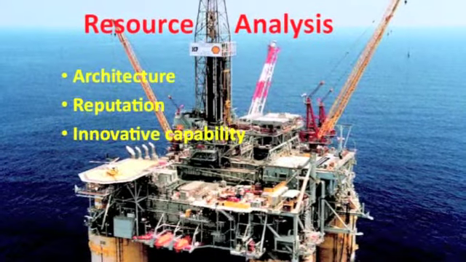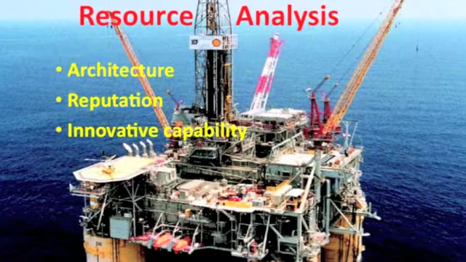We want to give a quick overview of Shell's resources by looking at the architecture, the reputation and the innovative capabilities of the firm. On the architecture side, Shell has one of the strongest operational networks in the world. This includes both upstream and downstream activities such as distribution and pipelines. On the reputation side, the Shell brand is actually one of the strongest brands in the oil industry. This is a major concern for the company, as we will see later in this video.